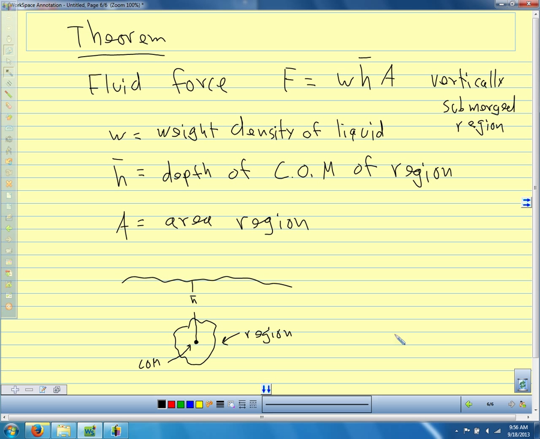I have some notes here. Problem number 23 asked you to derive this little formula, and problem number 24 is asking you to use this shortcut. So problem 23 is asking you to come up with this, and problem 24 is asking you to use it. Questions? Okay.